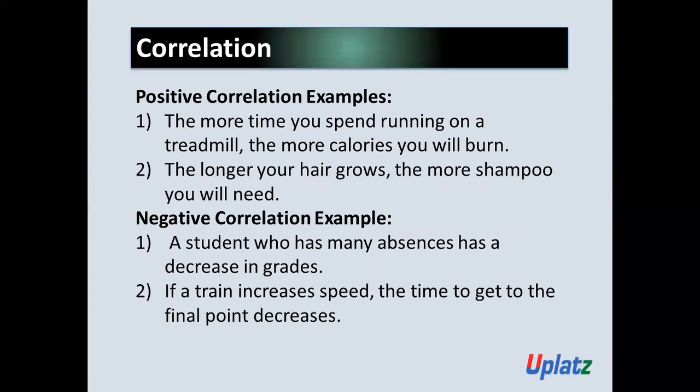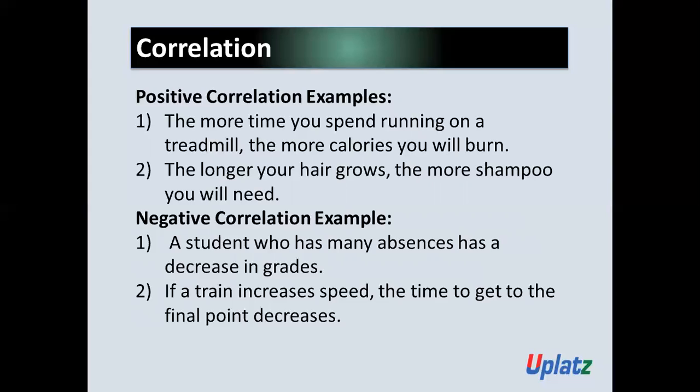So here are the two variables. If your hair is increasing, then the amount of shampoo you will need will also increase. That is our positive correlation. Another example of a positive correlation is that the more speed of your car, the more distance you will cover in a particular time.